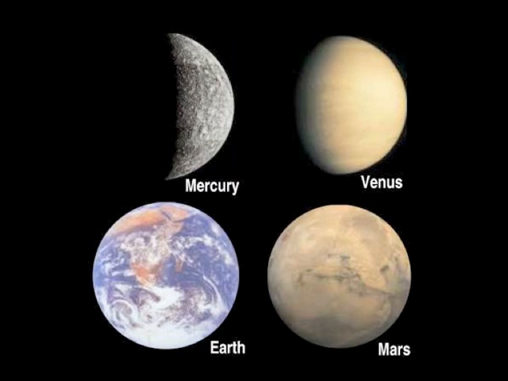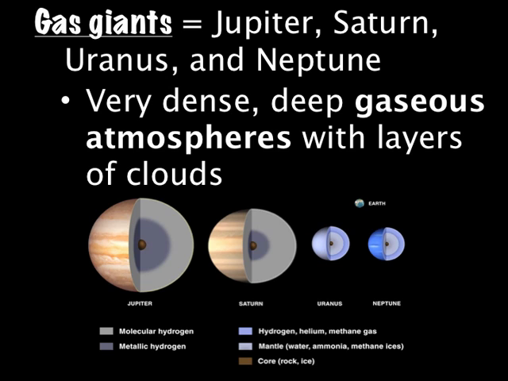Pause to take notes. Here's some pictures of the 4 planets that are terrestrial: Mercury, Venus, Earth, and Mars.